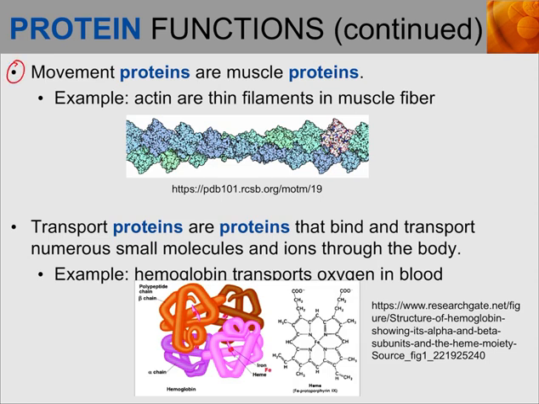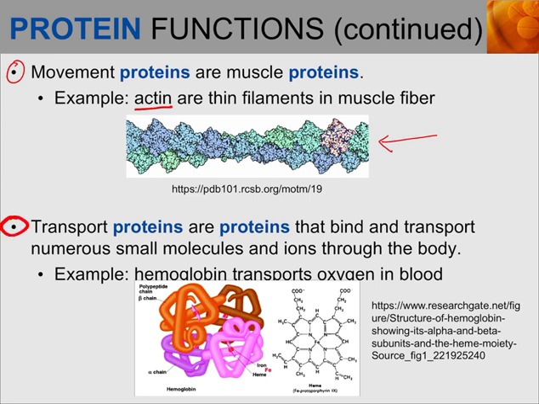The next type, movement proteins, are muscle proteins. One example is the protein actin. Actin are thin filaments in muscle fiber. So these, again, just look kind of like collagen almost. They look like ropes or threads.